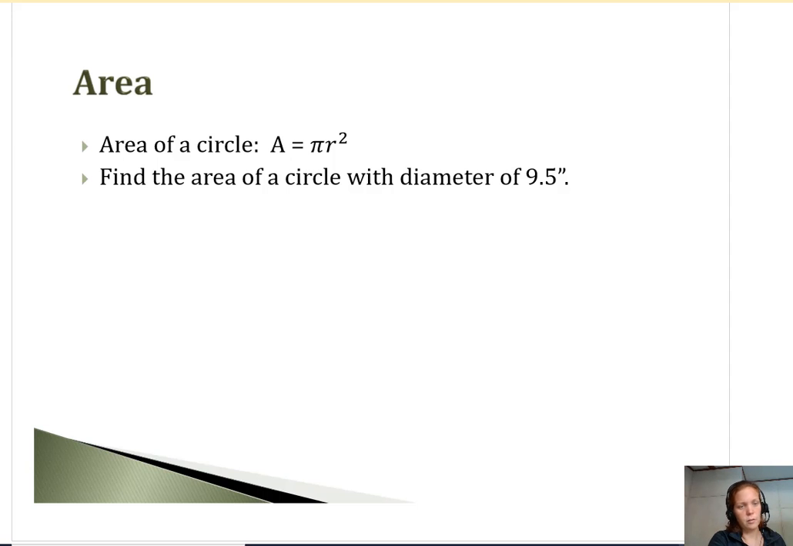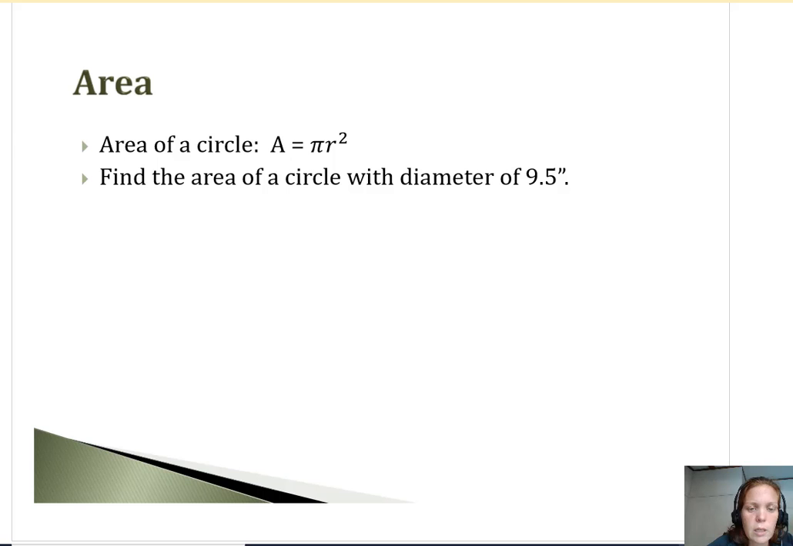Area of a circle, the formula that we need to use is pi r squared. So if you remember with circumference, there's two versions, either pi times diameter or 2 pi r. But with the area of a circle, we typically always use the radius. You could probably find a version with diameter, but we'll just stick to pi r squared.